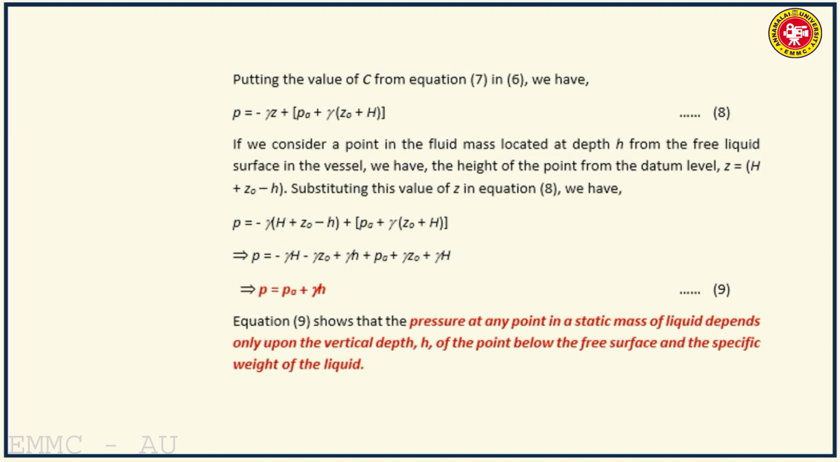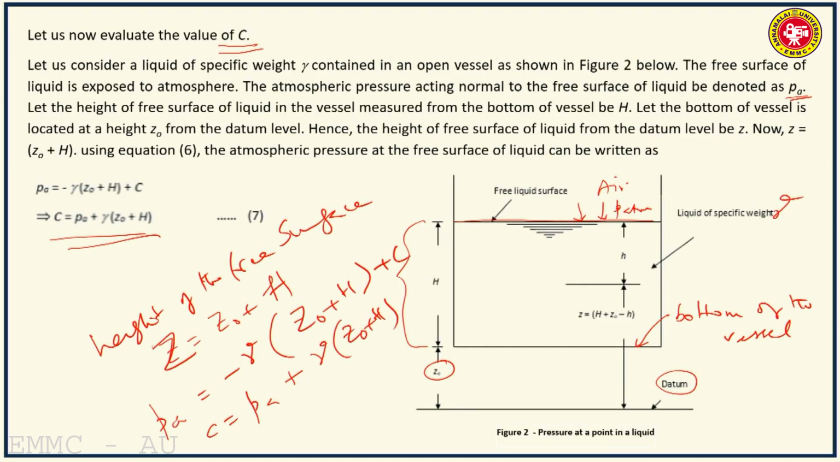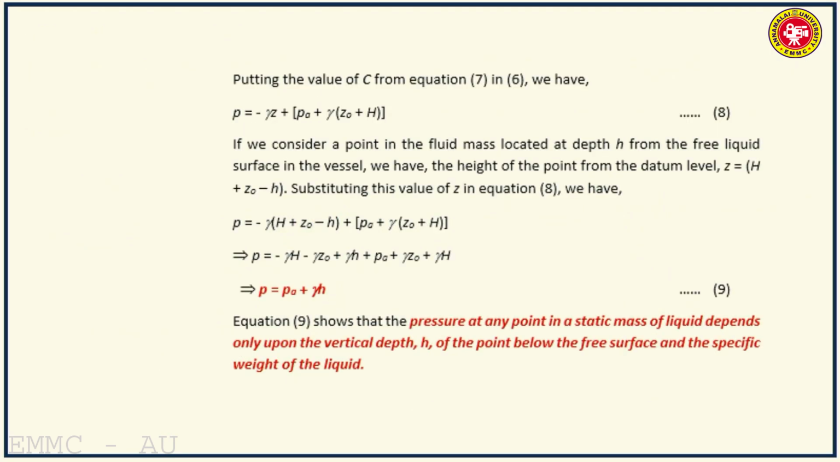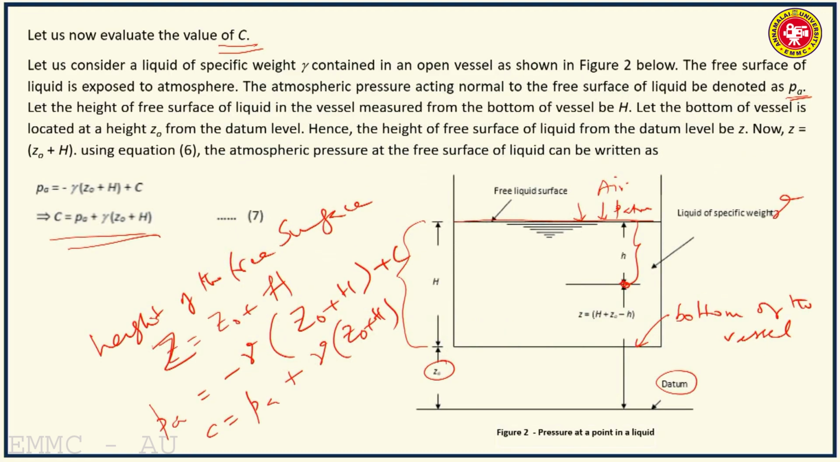Let us consider a point on the fluid mass located at a depth H from the free liquid surface. That is, we will consider a point here which is located at a depth H from the free liquid surface. Now let us express the height of this point from the datum. Here the height z is equal to z0 plus h minus H. So z0 plus h, minus this H, will give you this z.